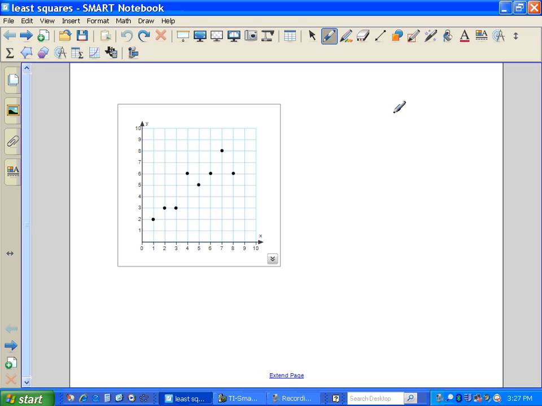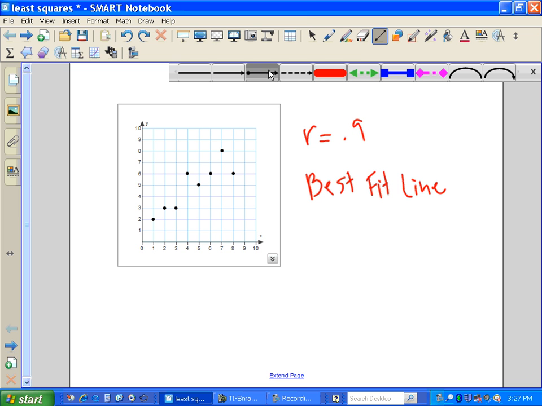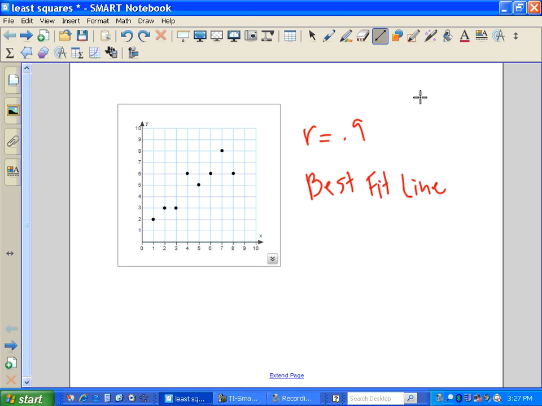Hopefully, before we even talk about lines, you're picturing this scatter plot and thinking in your head that this has a strong positive relationship and that maybe this even has an R value of 0.9. We don't need to know for certain, but we need to know that it's a strong positive relationship. In order to find a best fit line, we can take a line and try and draw one in.